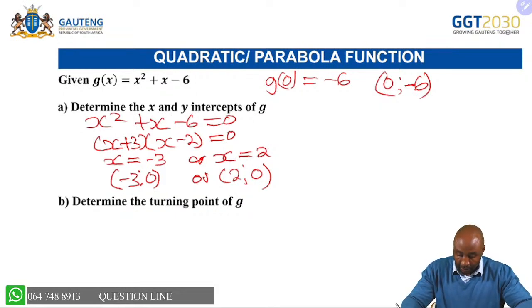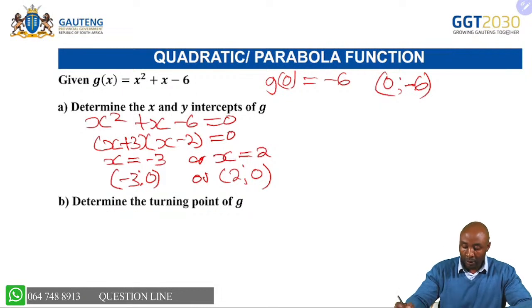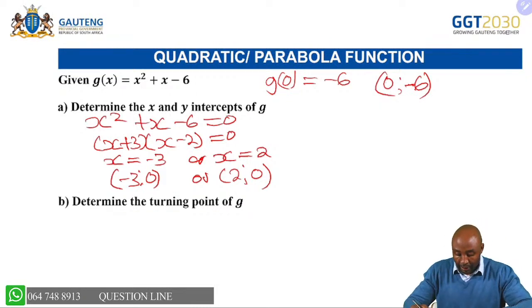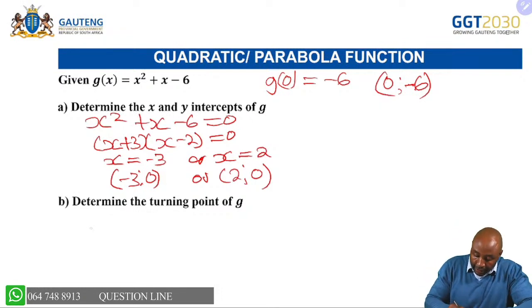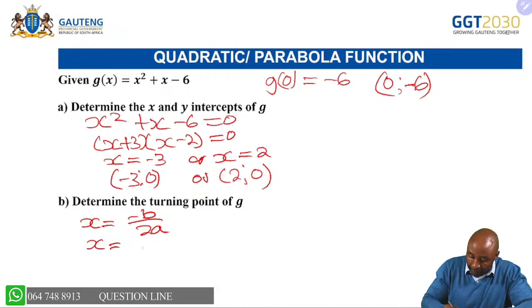Then we are supposed to determine the turning point of G. Remember, the turning point must have an X value and a Y value. Now, this is a quadratic form. As I indicated, we can use X is equal to negative B over 2A. I'll do the substitution to get my X value at the turning point. It becomes negative. I have substituted my 1. My A is also 1, and this will give me negative half.